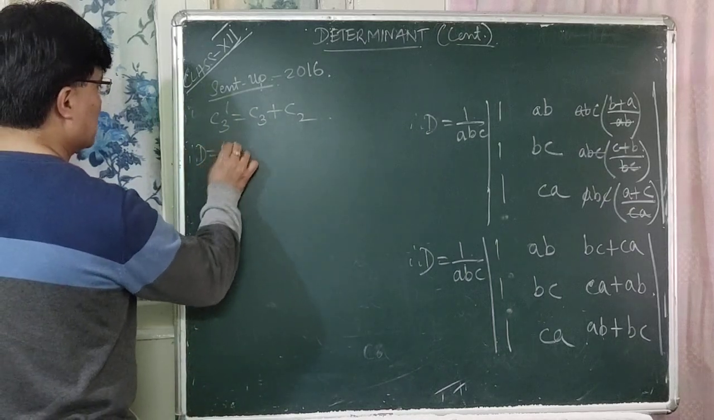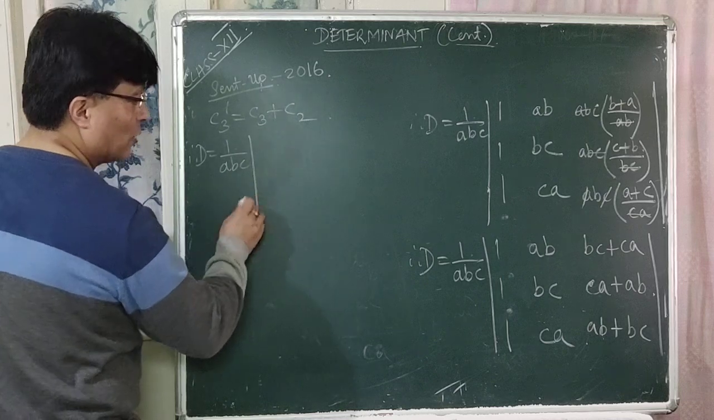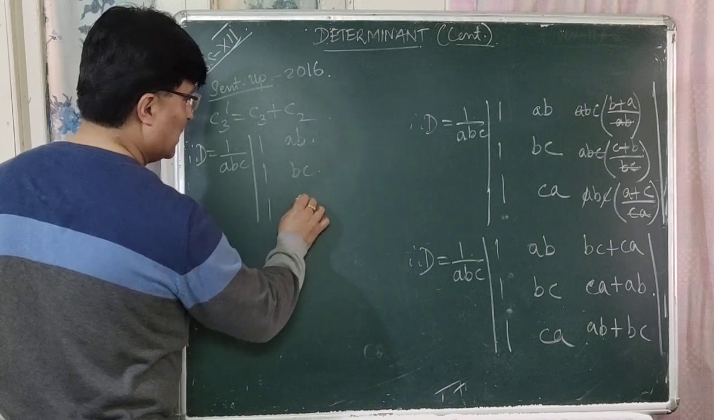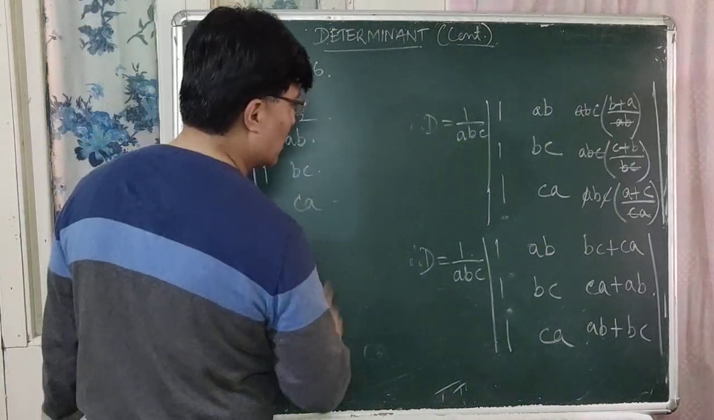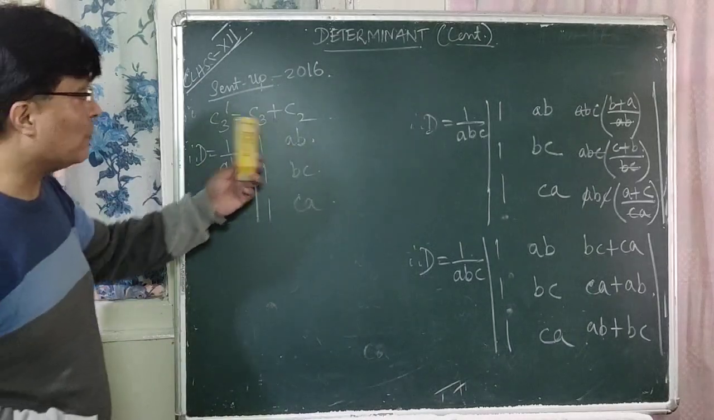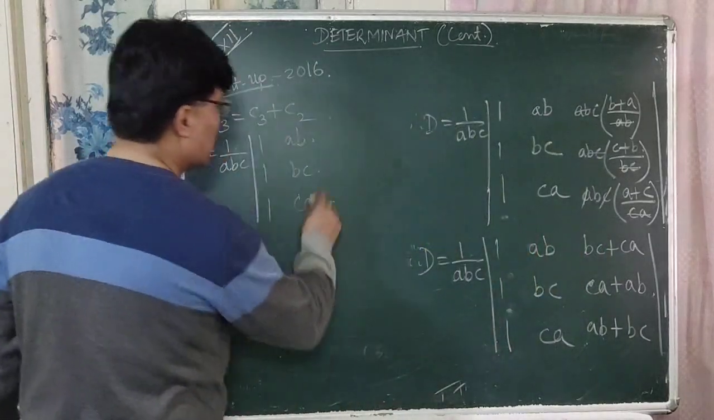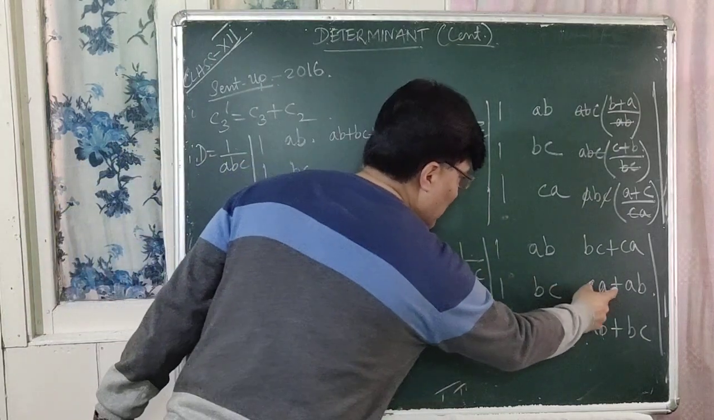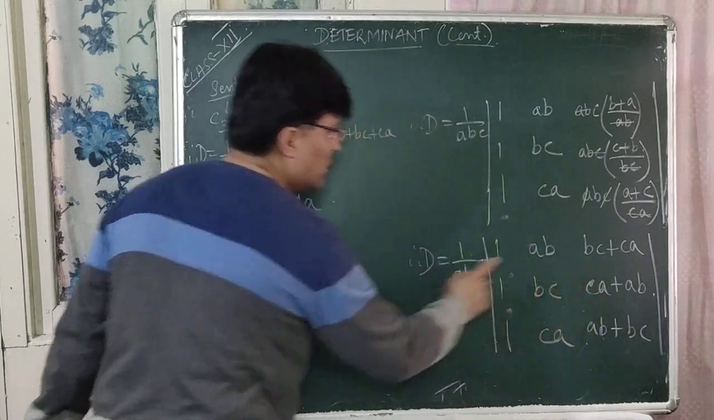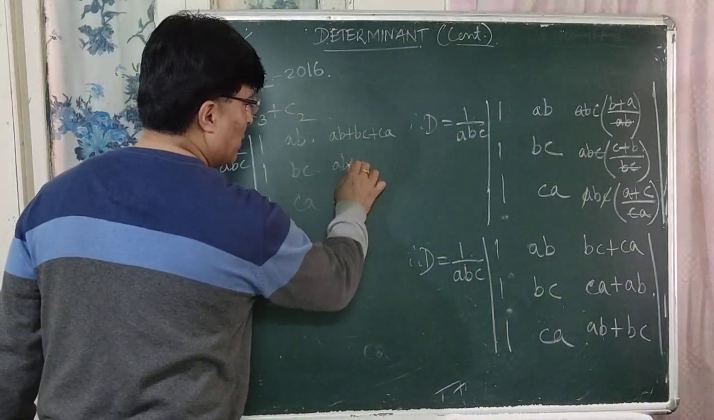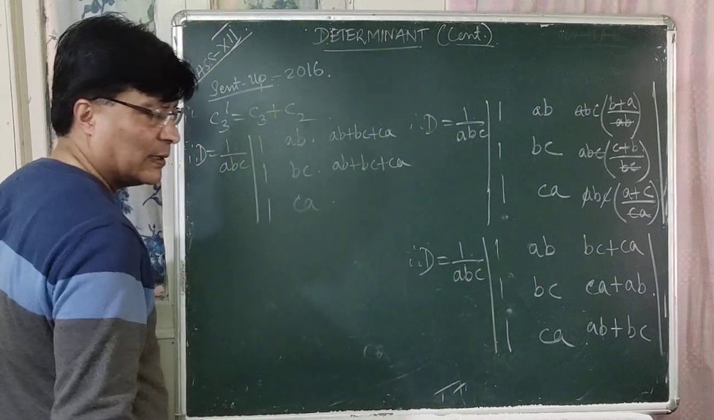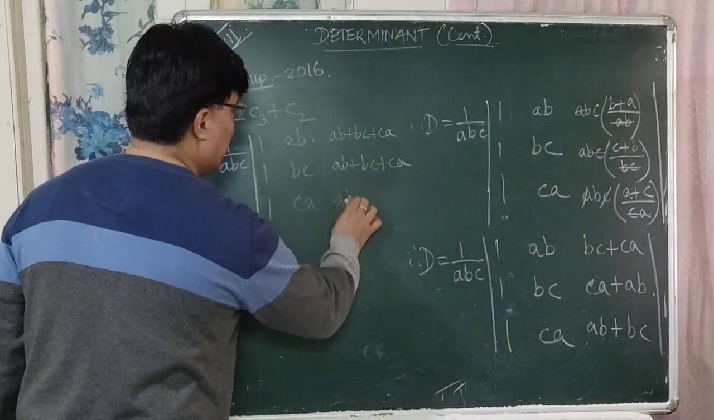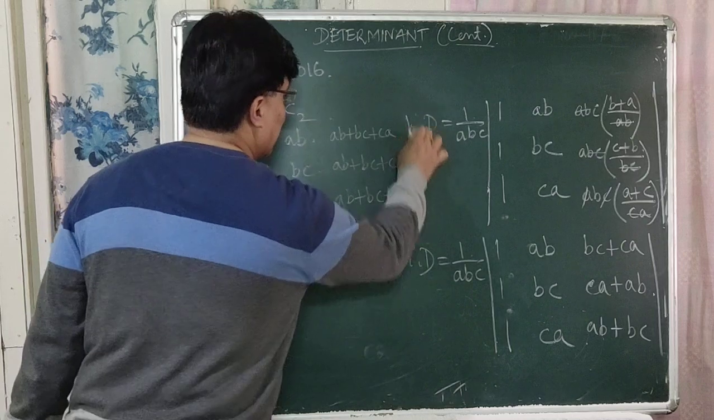So therefore D is equal to 1 upon ABC. First column remains the same, 1, 1, 1. Second column AB, BC, CA. Now what is the third column? It is C3 plus C2. That means this plus this, AB plus BC plus CA. Similarly, this plus this, CA plus AB plus BC, that is AB plus BC plus CA. Again, C3 plus C2, AB plus BC plus CA. Is that clear?